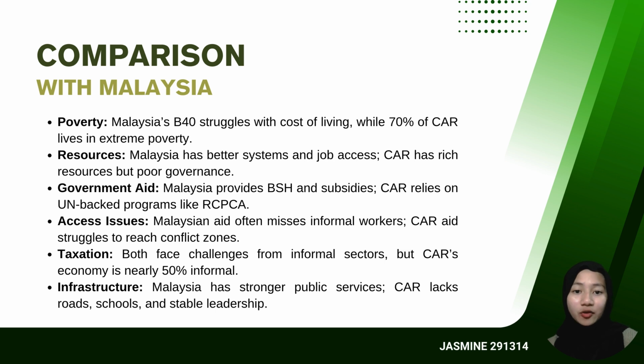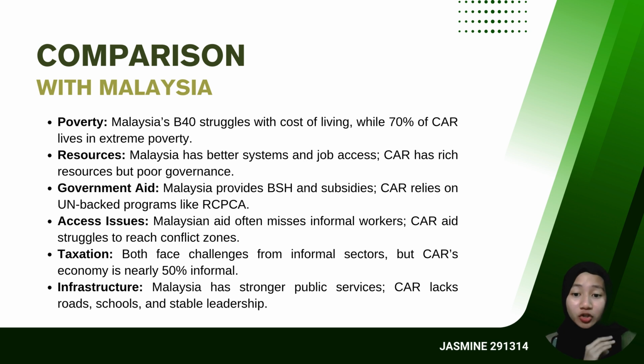Okay, so the final slide for me is the comparison with Malaysia. First, we can compare based on their poverty. In Malaysia, the B40 group struggles with the rising cost of living, while in CAR, about 70% of the population lives in extreme poverty. And second, in terms of resources, Malaysia has better systems, job opportunities, and governance, while CAR is rich in natural resources but suffers from poor leadership and instability.